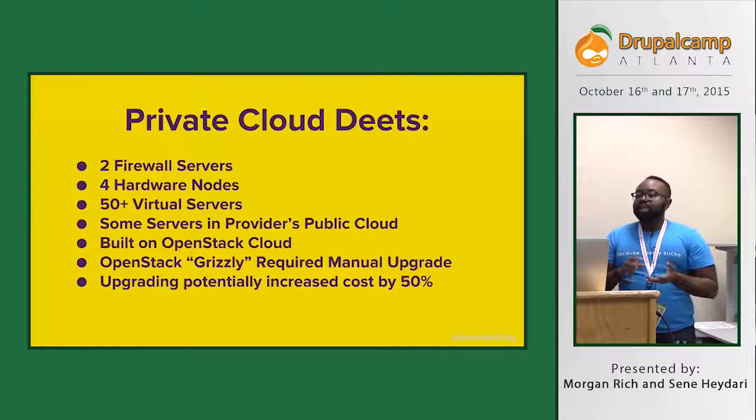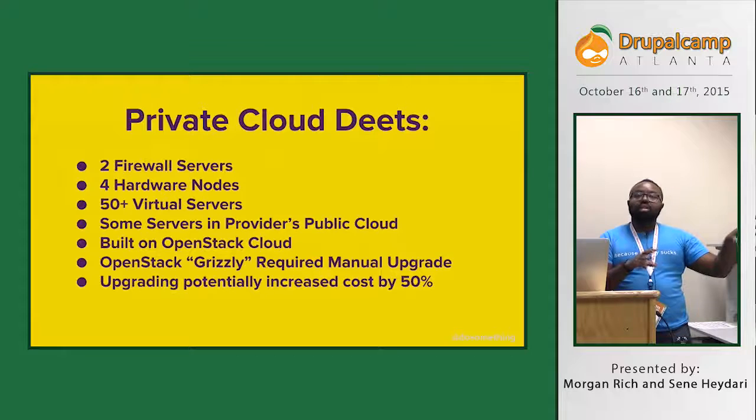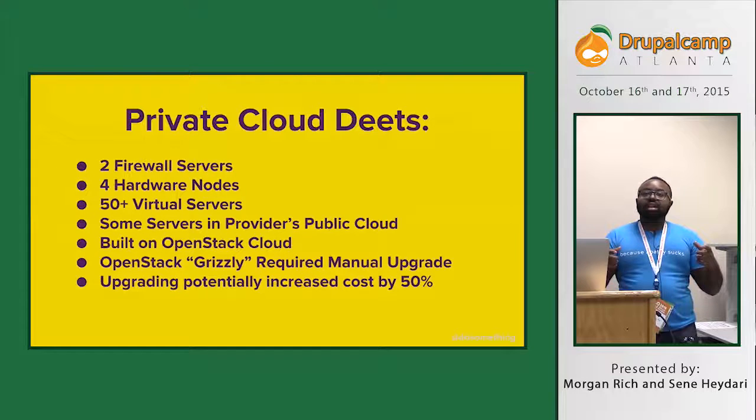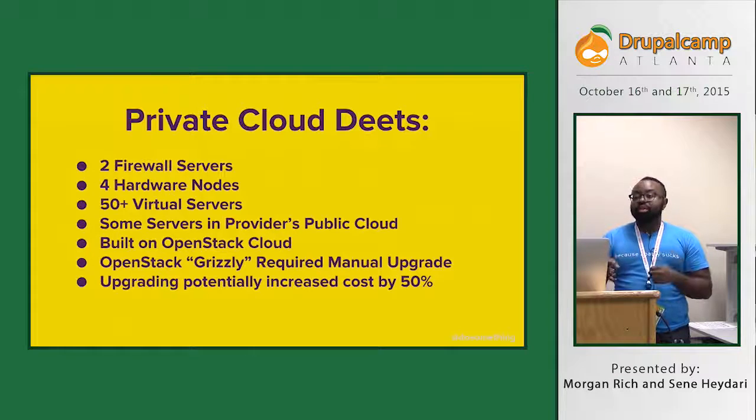And the way that was set up is we had 2 firewall servers because we had to connect the public cloud that we had our old environment on to our new private cloud. So we had a couple of firewall servers to manage that. And then we had 4 nodes within the private cloud. Whenever you want to expand the size of a private cloud, you have to actually add another physical server. So we had 4 nodes in there. And we ended up with about 50 virtual servers.